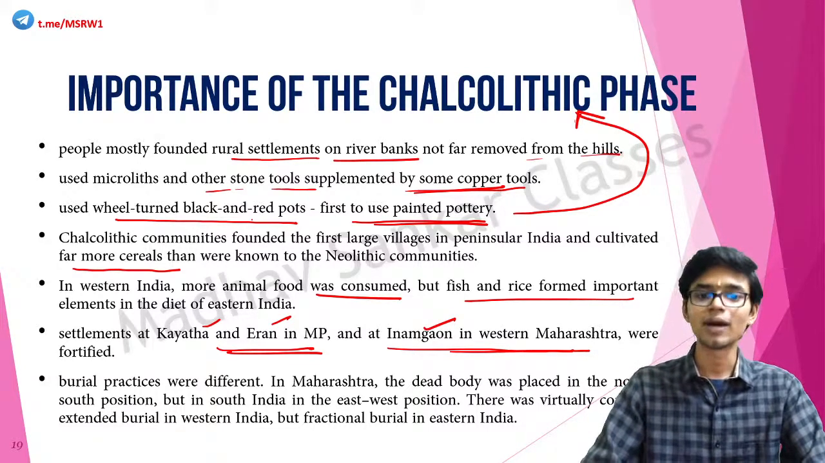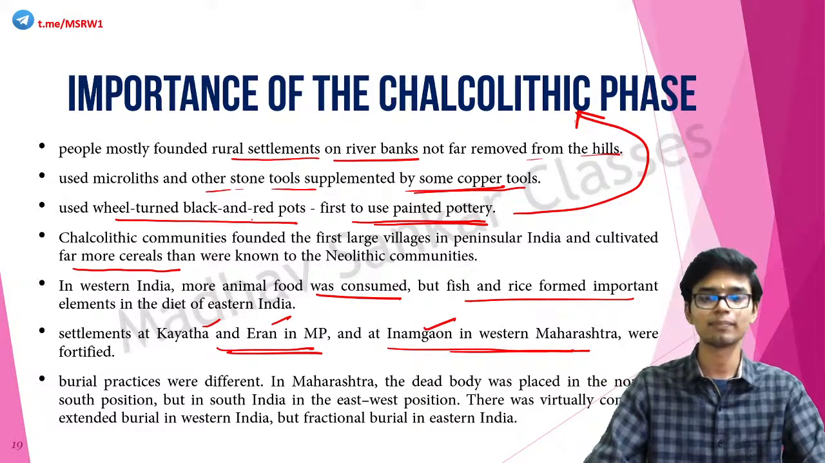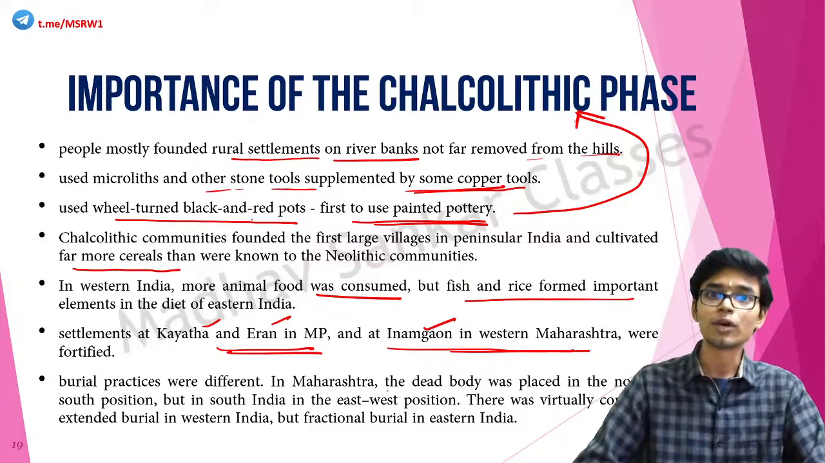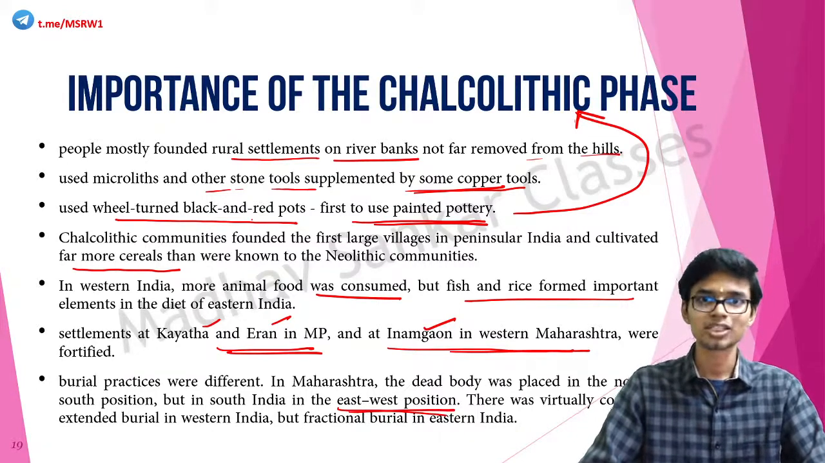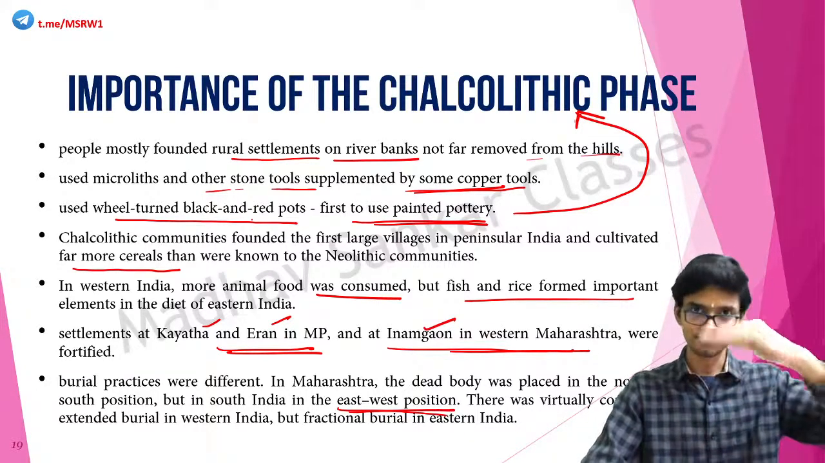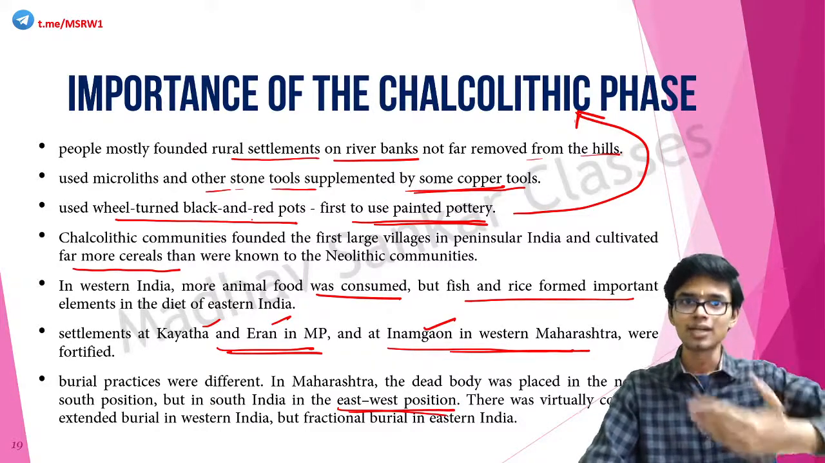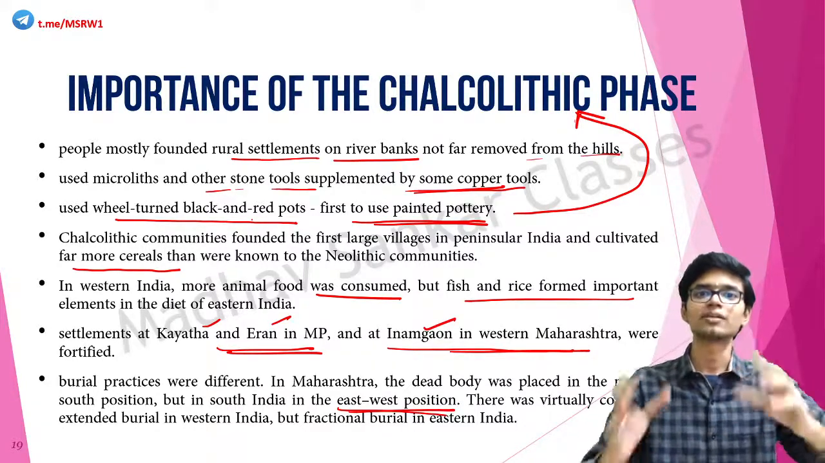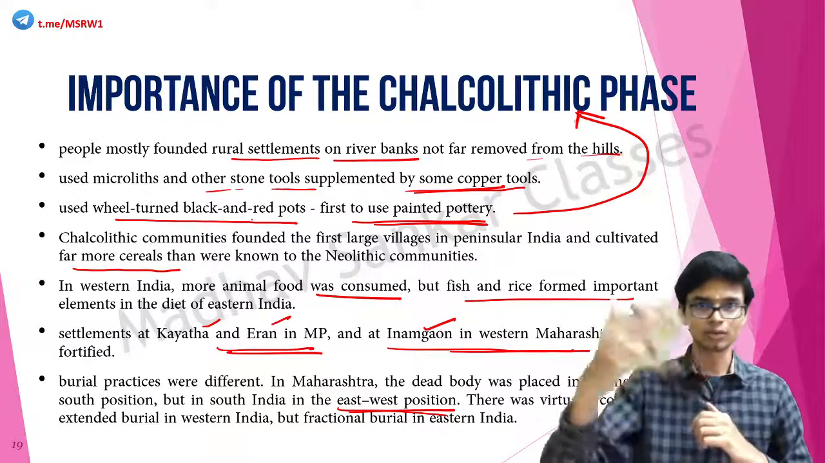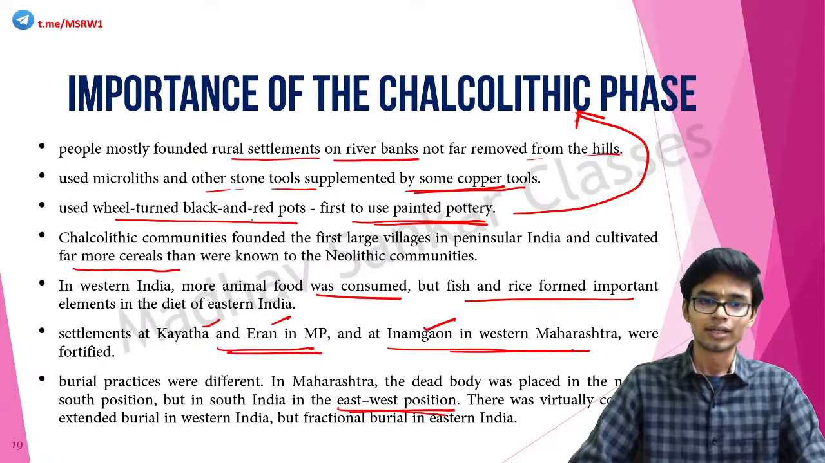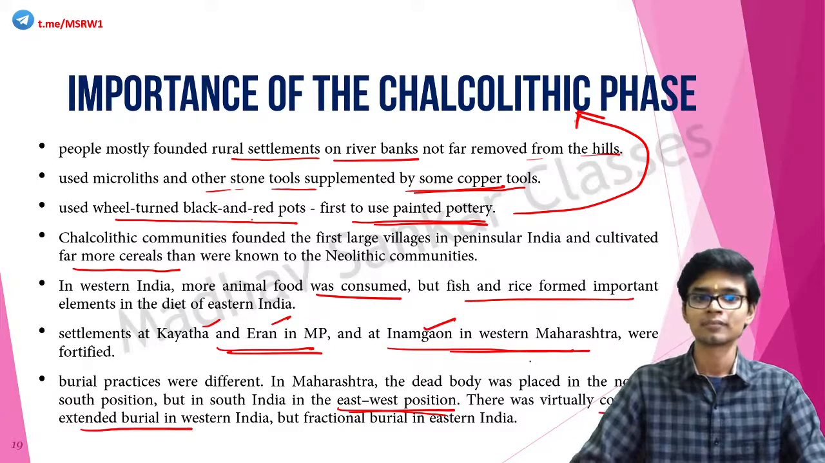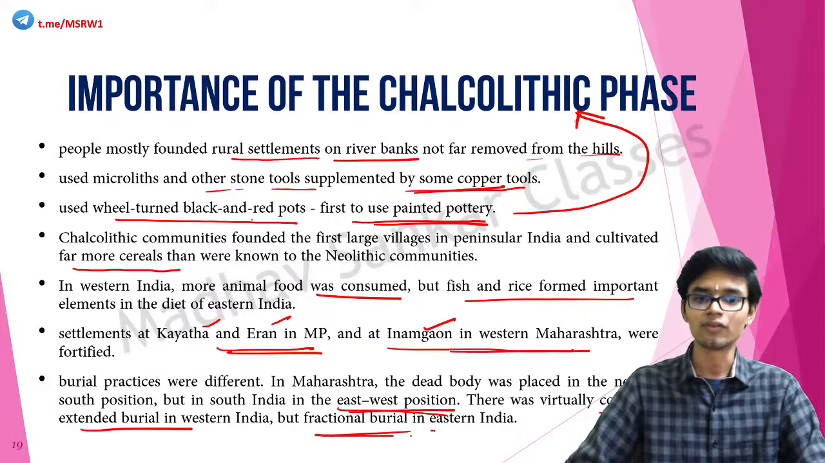Burial practices were different. In Maharashtra, we already learned that the bodies were buried in a north to south direction. But in South India, further south, the bodies were buried in an east-west direction. In Maharashtra, the Jorwe culture, we find that bodies were buried in a north to south direction. But further south, we see that bodies were buried in the east-west direction, not the north-south direction. Clear?